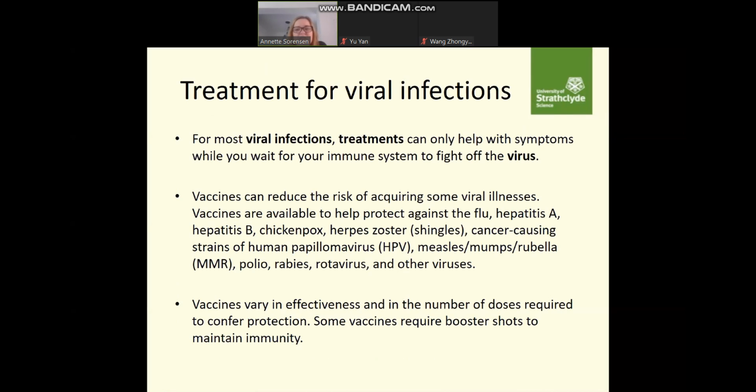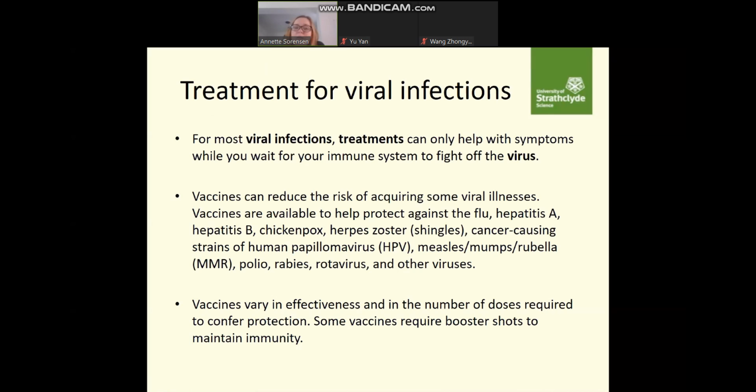Treatment for viral infections. As you probably know, treatment in most cases only helps with the symptoms of the disease, and you really have to wait for the immune system to fight off the virus. However, we do have vaccines that obviously reduce the risk significantly of acquiring some of these viral illnesses.